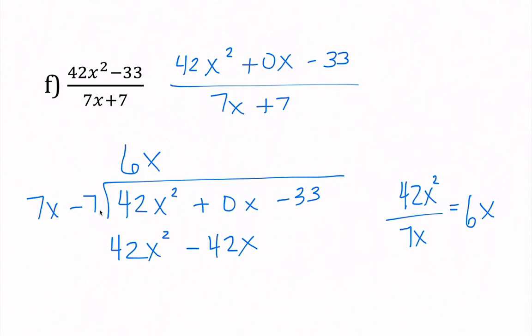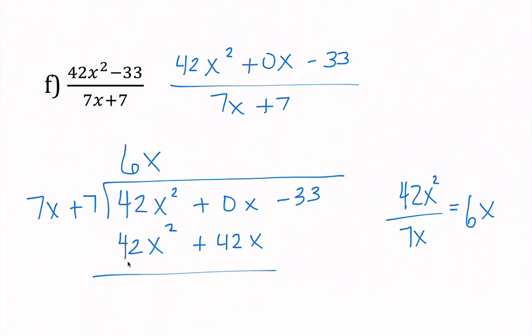Oh, I'm sorry, guys. What am I doing? This should be a plus right here. Y'all see that? I wrote that wrong. So let me erase this. We'll just restart because I goofed. All right, so on the multiply step, 6x times 7x, that gives me my 42x squared. But 6x times a positive 7 is a positive 42x. Sorry, guys.